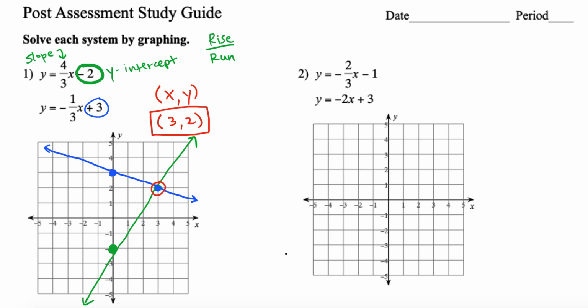The only tip that I would add is that when you have a whole number by itself, even though there's no denominator, you can just imagine -2 over 1. So if you're starting at 3, we're going to go down 2 and over 1. And that is enough to make your line for that bottom one.